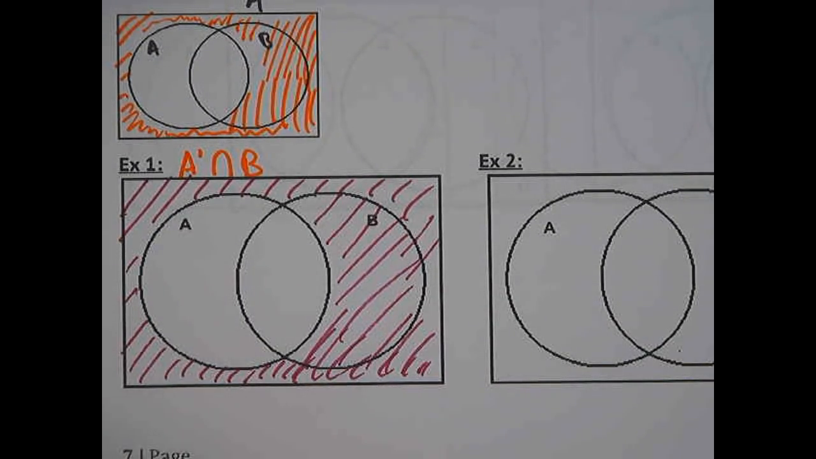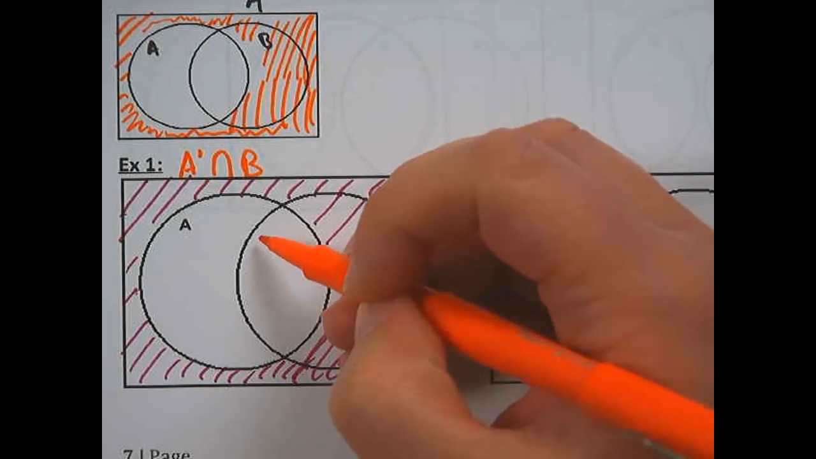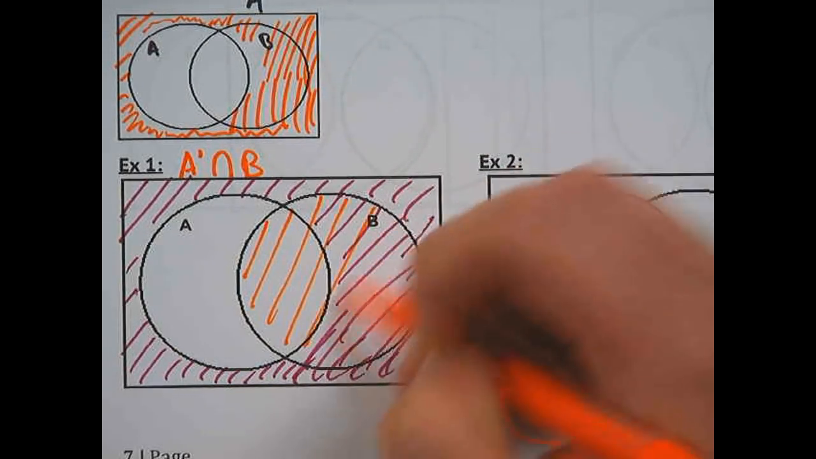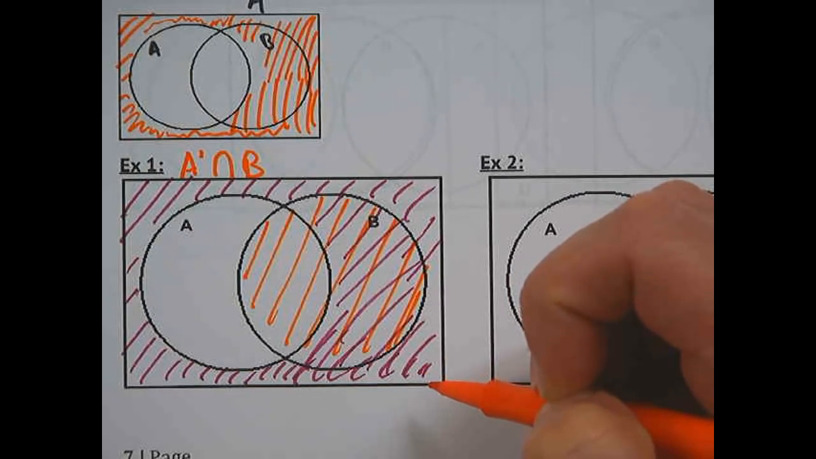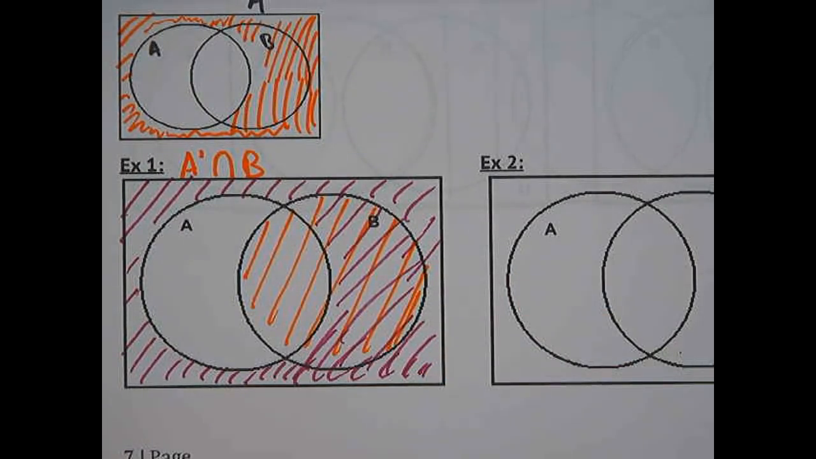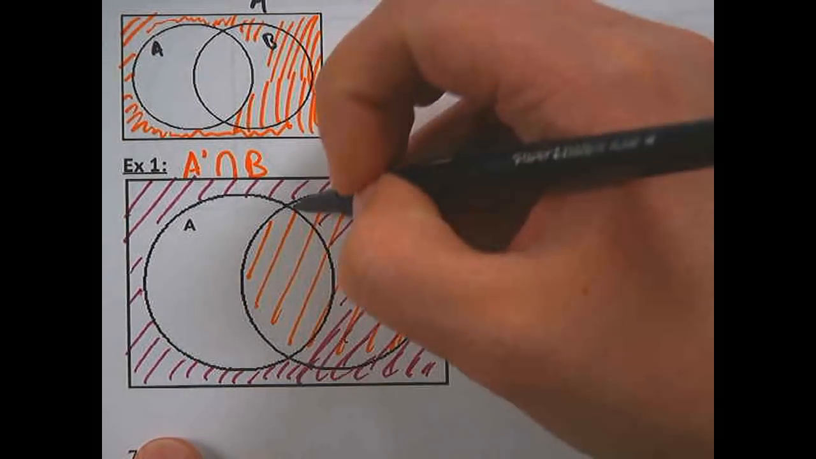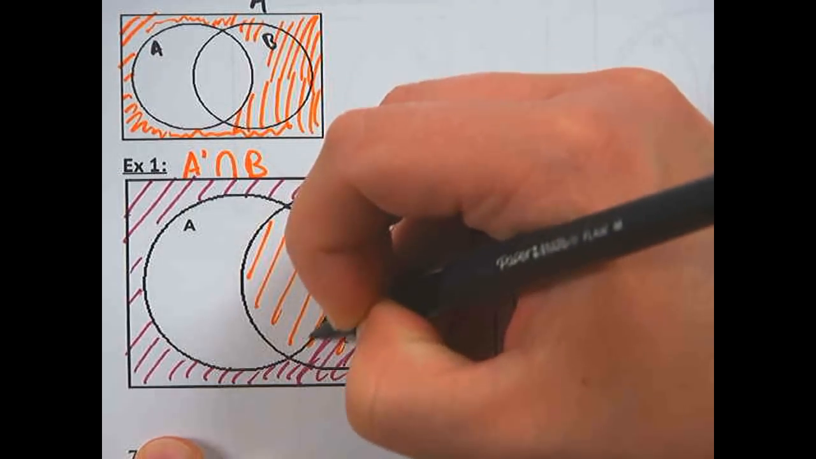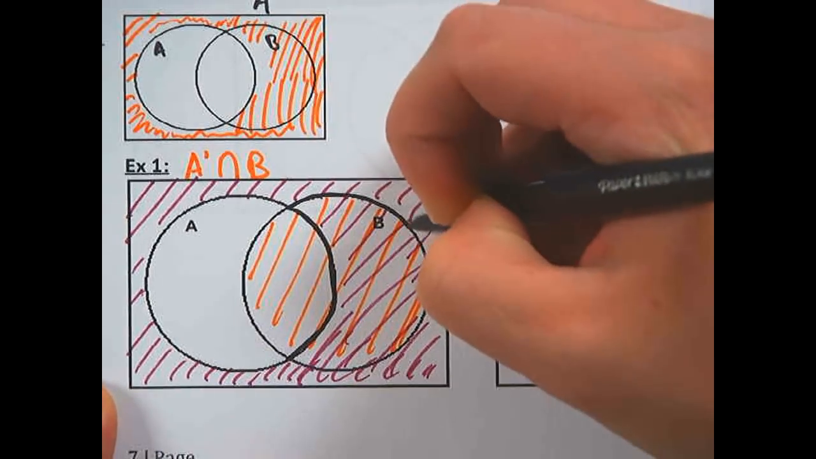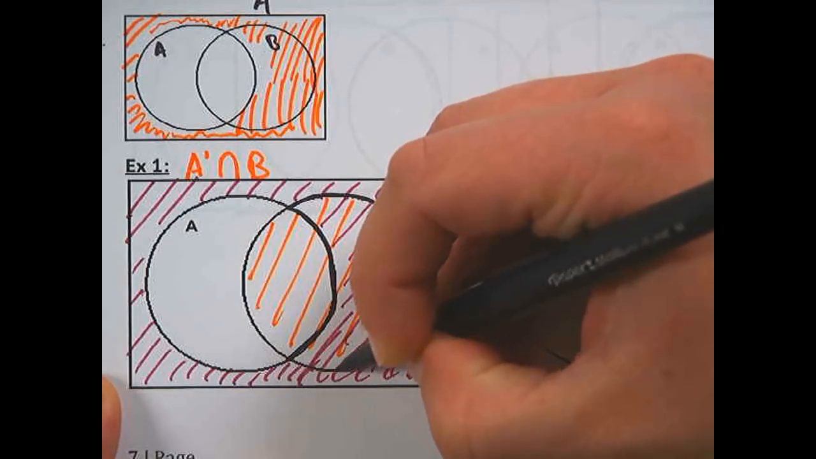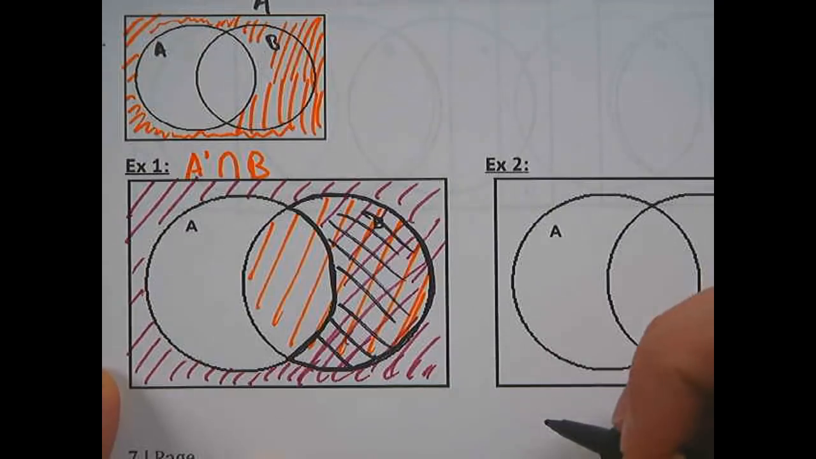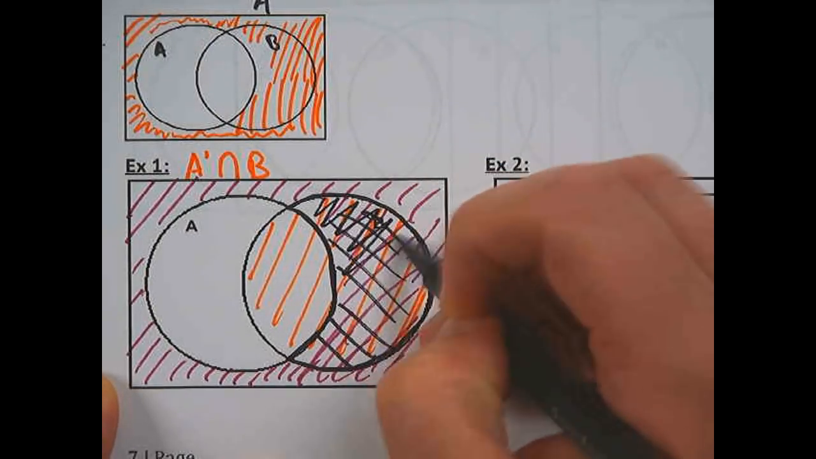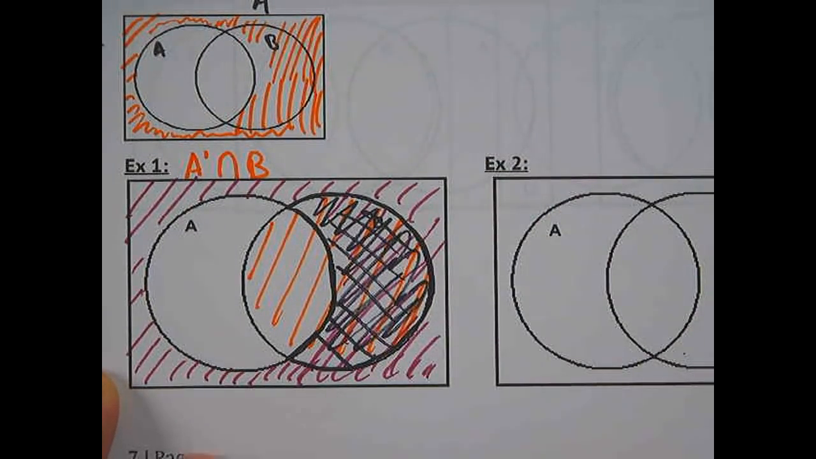Then I'm going to color in B. So that's just everything in the B circle. And then the intersection of A and B, if we remember, is everything that has both colors on it. So that would be just the section that has both colors. So it would be everything that's in B but not in A. So it would be all of this that has both colors on it. So our final answer would be just the black section there.